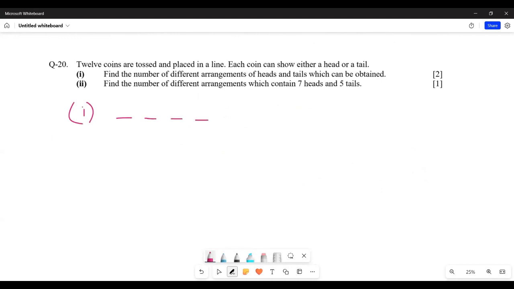1, 2, 3, 4, 5, 6, 7, 8, 9, 10, 11, 12. So how many arrangements can there be if you're tossing a coin 12 times? In the first spot, how many outcomes are possible? It's either head or tail. So the first event can happen 2 ways. The second event can again happen 2 ways. You flip a coin again, it's either head or tail. Then times 2, times 2, times 2, times 2, all the way till the end. That means the answer for part 1 is 2 power 12.